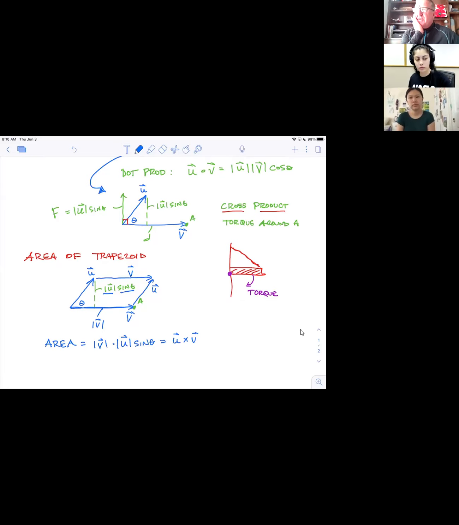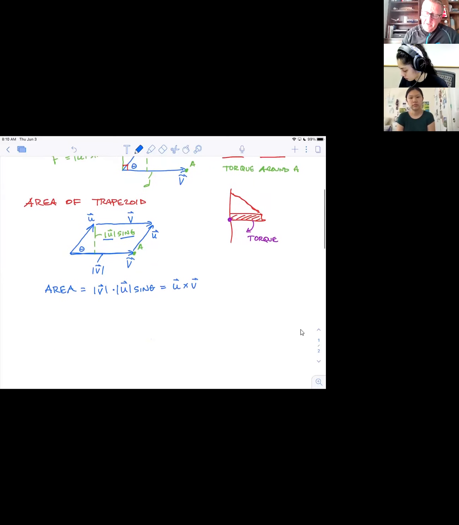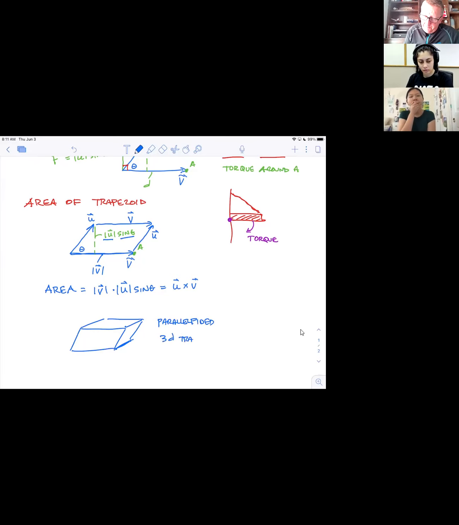But also there's an assignment question where they ask you for the volume of a parallelepiped. You probably never heard that term before, but a parallelepiped is like a 3D version of this shape. Kind of looks like this. What a weird name for something, parallelepiped. It's kind of like a 3D trapezoid.